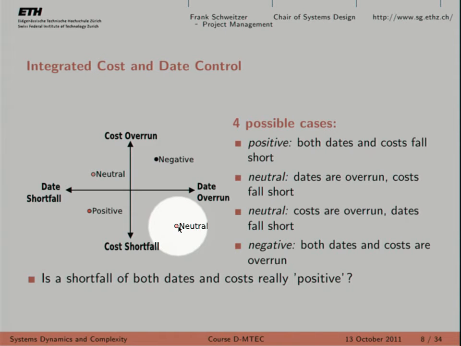Of course, this depends entirely on how you weight time and cost. And in most cases, this is not true. The same thing for here, right? You needed more money to complete your milestone, but it took you less time. Here we have the positive case where it took you less money and less time than planned. Is this really positive though?